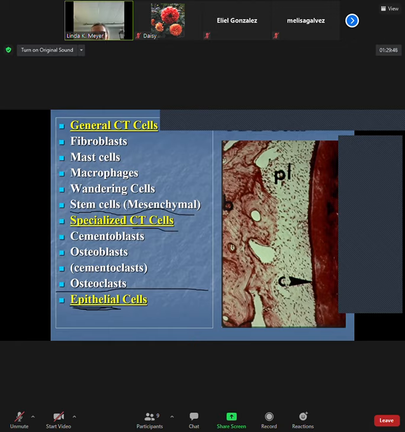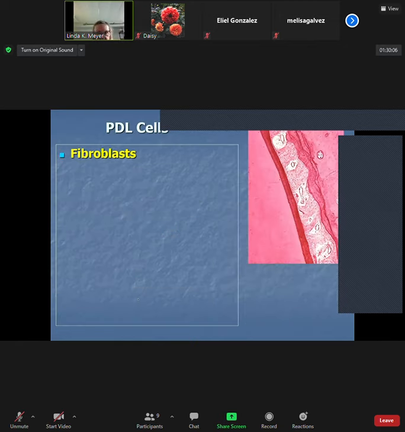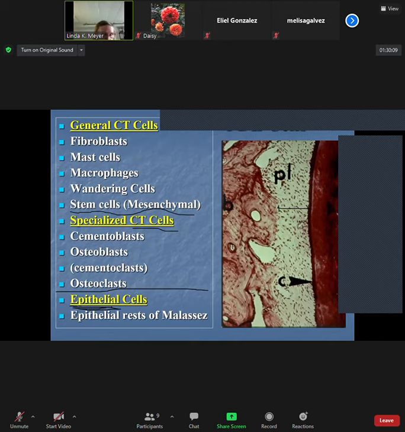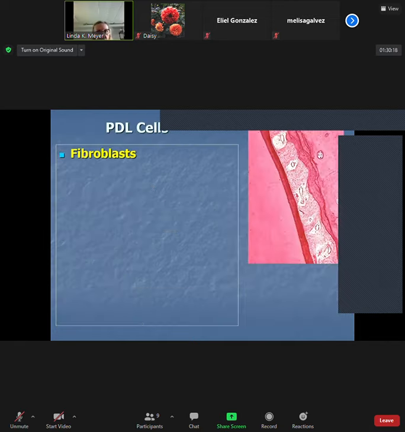But if you look at this picture, I drew a line where the PDL is. You can see that there are a lot of different cells in the periodontal ligament. So let's focus on these different cells. And I just want to mention, the epithelial cells that I'm going to talk about are specifically called the epithelial rests of Malassez, which is listed on the outline. Okay.